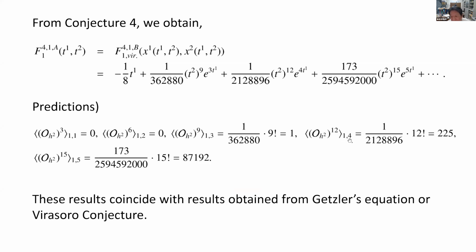And the number of degree 4 elliptic curves passing through 12 points in CP2 is given by this, which is hidden. And the number of degree 5 elliptic curves passing through 15 points in CP2 is given here. These results coincide with the results obtained from the Getzler equation or the Virasoro conjecture, which were all results in the 90s. In the Getzler equation and Virasoro conjecture, they don't use mirror symmetry. But in our case, we have succeeded by applying mirror symmetry to this kind of formula to obtain these results.